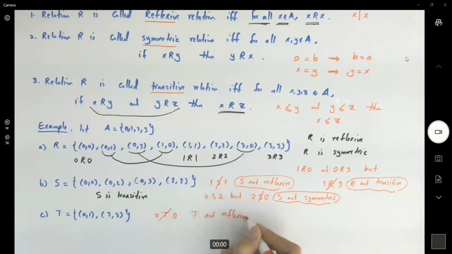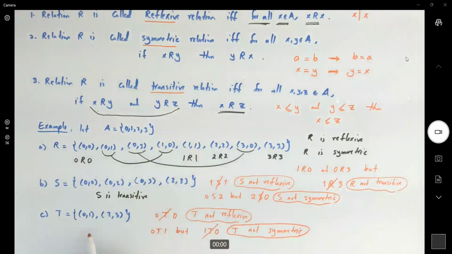What about being symmetric? 0 is connected to 1, but 1 is not connected to 0. 0 is related to 1, but 1 is not related to 0. So T is not symmetric.